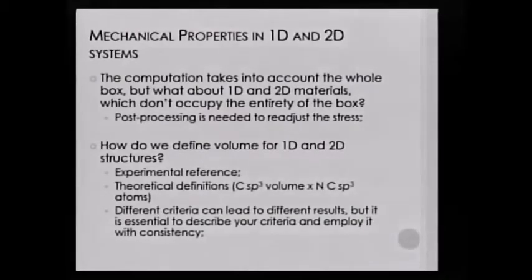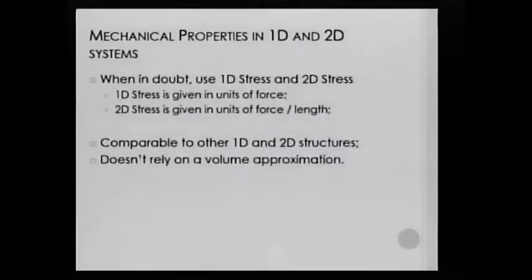The question is that the different criteria can lead to different results, but it's essential that when you write a paper or you publish a work, that you describe what your criteria was and apply it with consistency. So you don't change criteria when comparing different structures. That is the most important part.